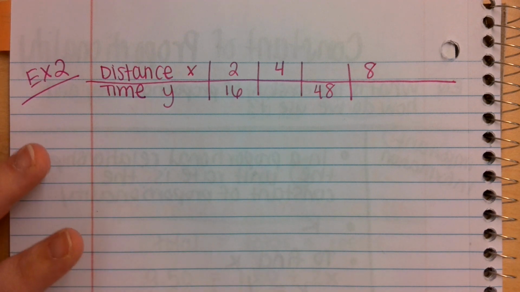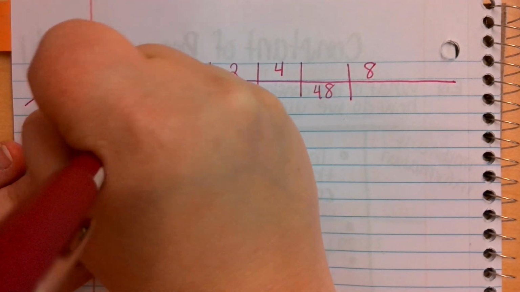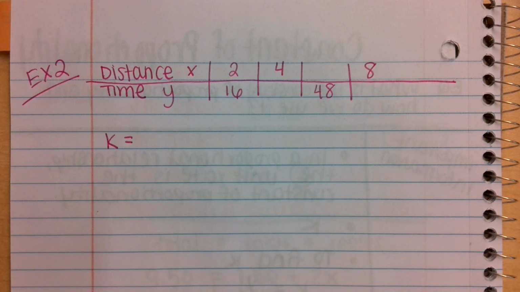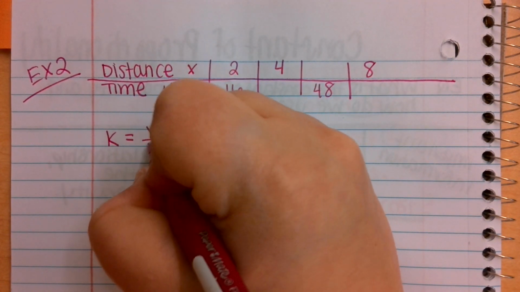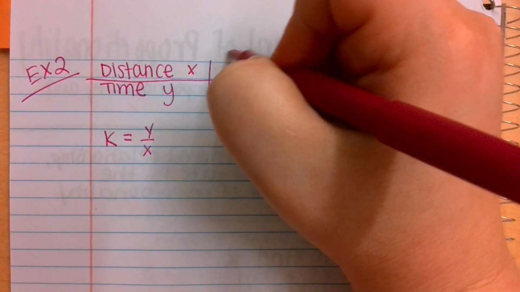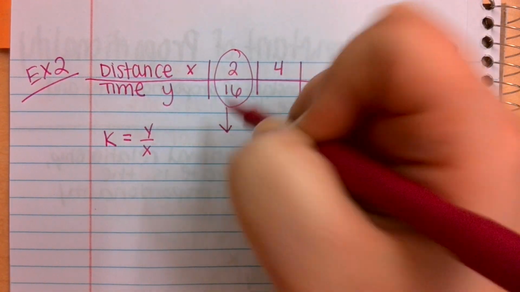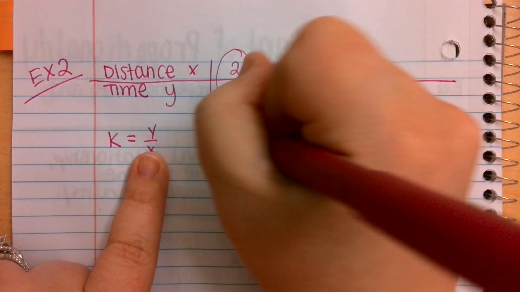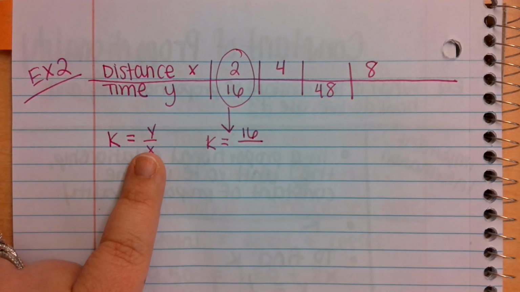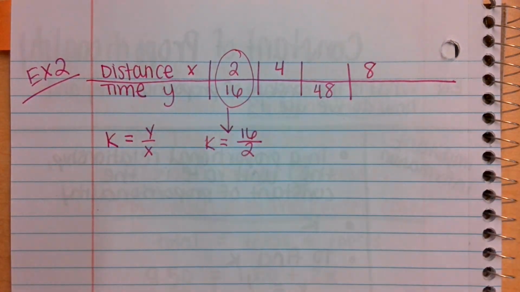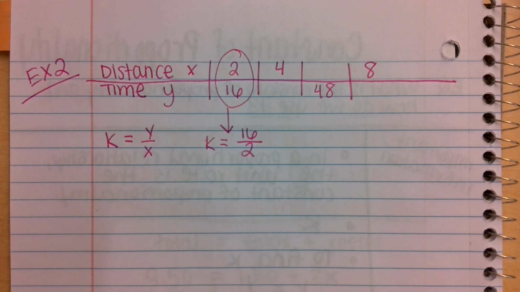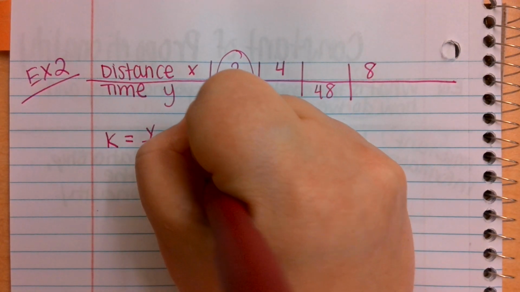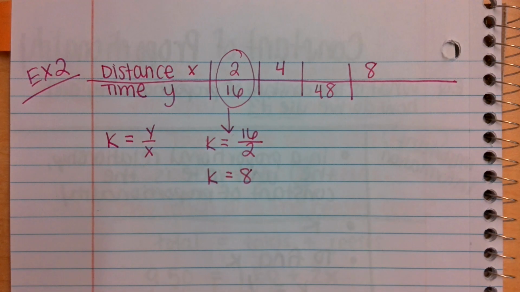All right, we want to find what is the constant of proportionality. What does k equal? So I have to do y divided by x. I'm going to choose this point right over here. So k equals, remember the y value comes first, 16 divided by, my x value is 2. That can simplify. 16 divided by 2 is 8. So my constant of proportionality is 8.